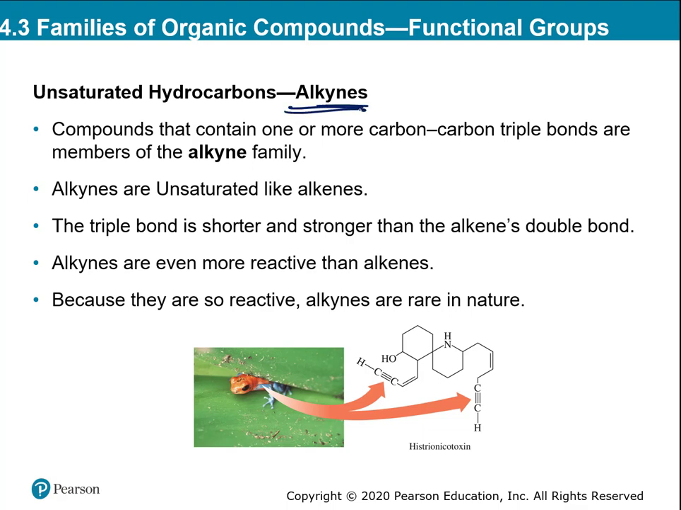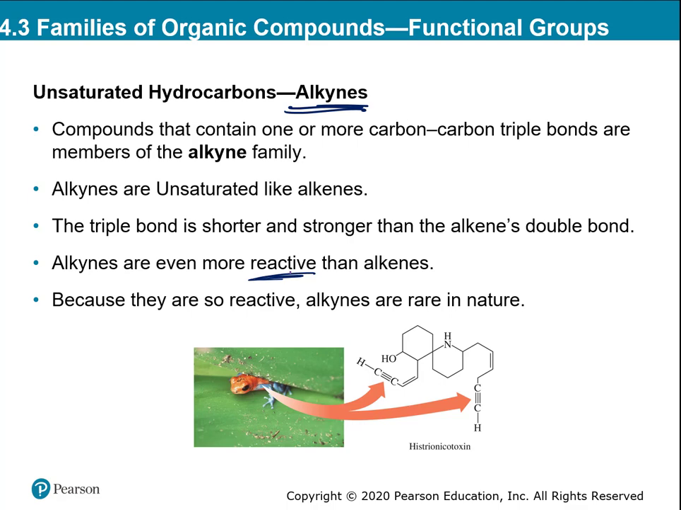So all single bonds are alkanes. If there's even one double bond, it's an alkene, with an ENE at the end. And if there are triple bonds in the molecule, they call them alkynes. They're not very stable, so they say that alkynes are more reactive. It's really because there are too many electrons trying to be crammed between two atoms.